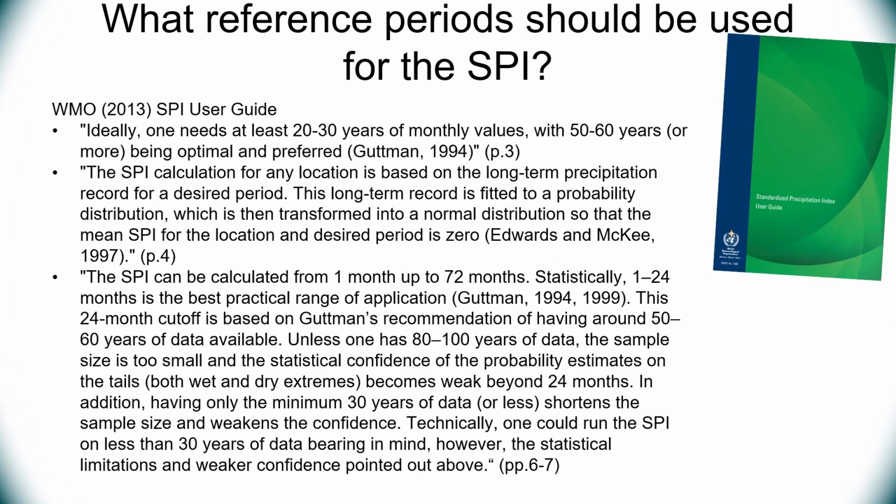In 2013, the WMO released an SPI user guide. It quoted Gutman in 1994 to say that at least 20 to 30 years is needed, but 50 to 60 years of data is optimal when calculating the SPI. In fact, if using a 24-month or greater SPI, then a record of 80 to 100 years is needed to provide statistical confidence that the probability estimates on the tails of the distribution are representative.